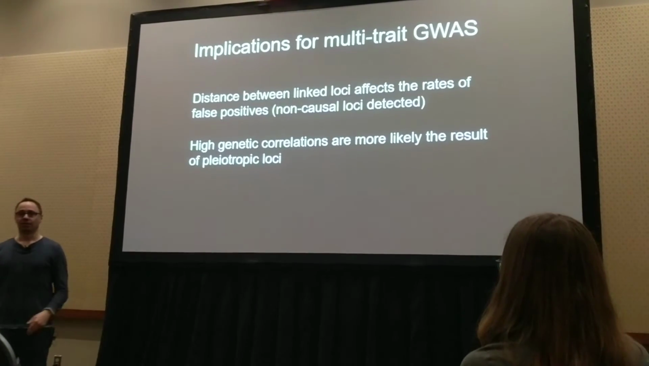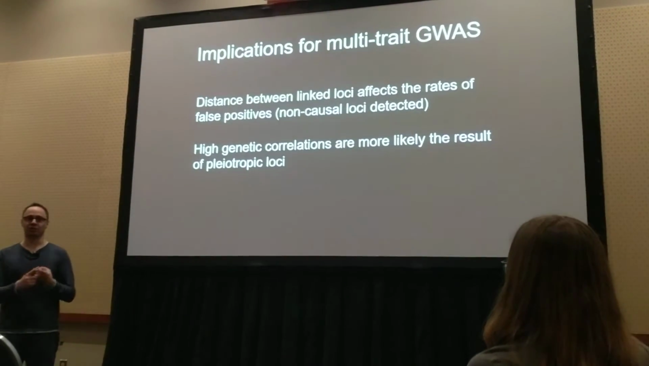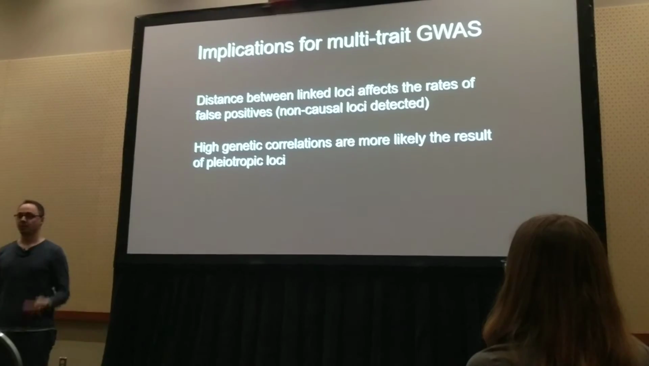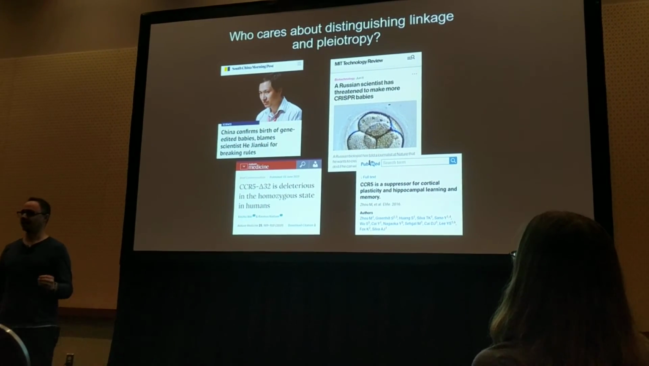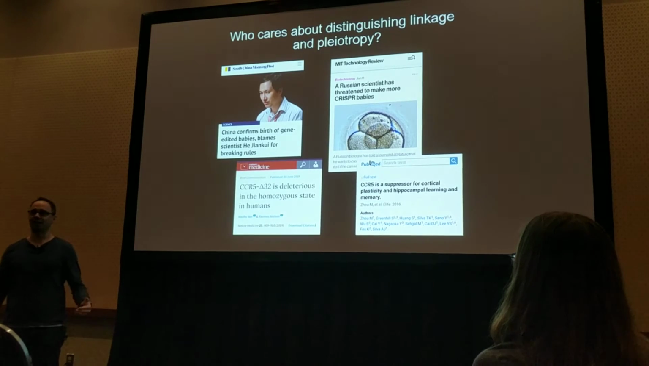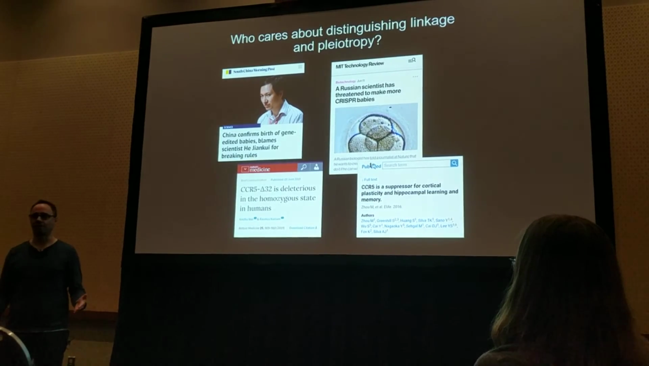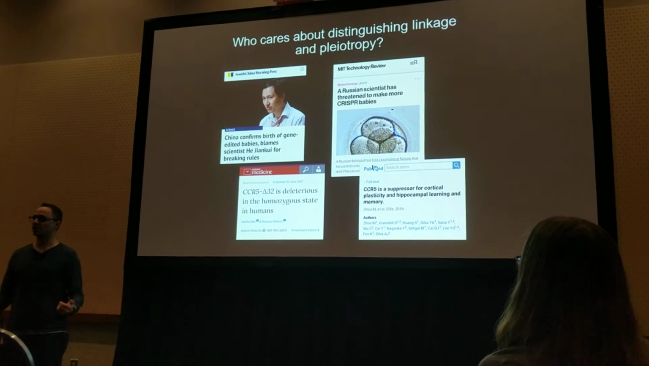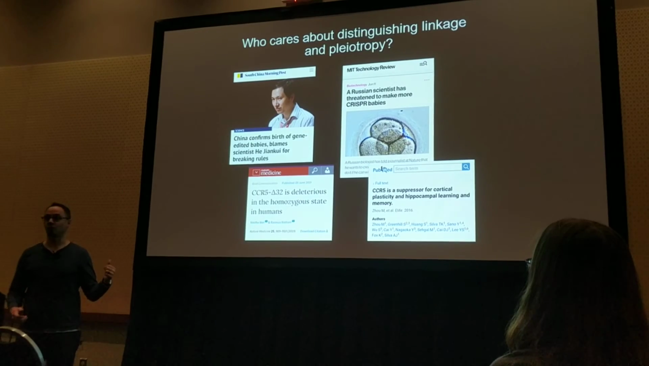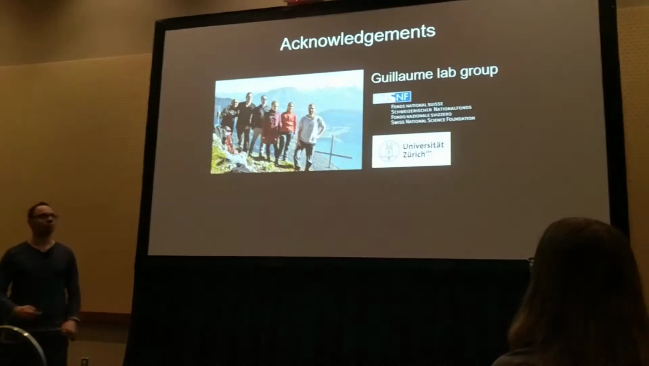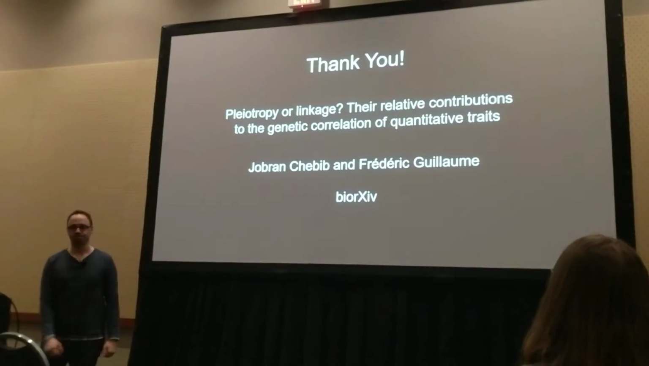Who cares? Well, one of the reasons you might care is because theoretical expectations are useful for building predictive models. But the other is that we're in an age of gene editing, and it started in humans even. And if we're going to start editing genes in humans, it's going to be very important for us to understand whether the genes we're editing are pleiotropically linked to other traits that we don't want to affect or not. With that, I'll thank my team at the Guillaume Group, and thank you.